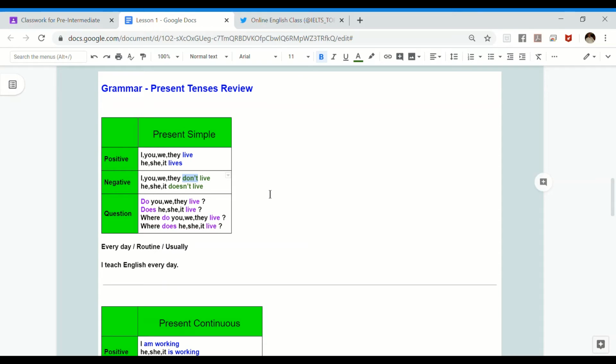And in the question, to make a yes-no question, you need do with you, we, or they. And you need does with he, she, or it. So you have, do you live in Australia? The answer is yes, or the answer is no. Does he live in Australia? The answer is yes, or the answer is no.